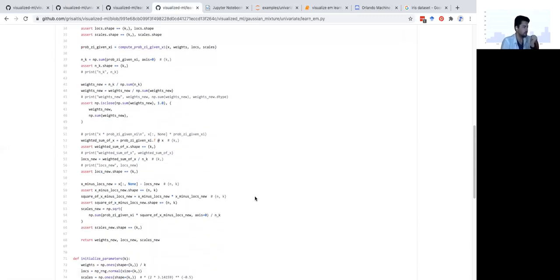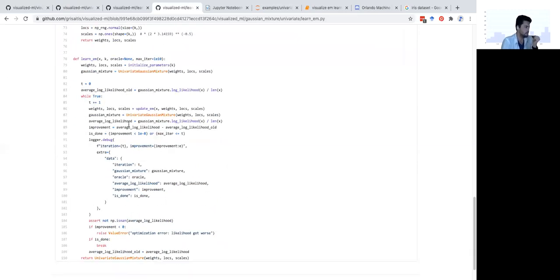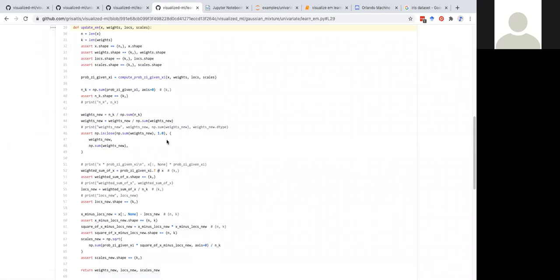And where the magic for that happens is I'm doing this in just a while loop. I do an update. This is really where things are happening. I do it like this: a single update step.